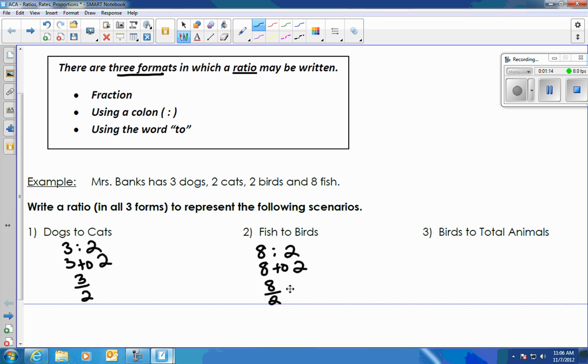So fish to birds, 8 fish for 2 birds, 8 to 2, and 8/2. And then we do want to go ahead and reduce this or simplify it, but we are going to leave it as improper. Birds to total animals. Total is 3 plus 2 plus 2, so that's 7, plus 8 is 15. So here's my fraction form, my colon form, and my form with the word to.